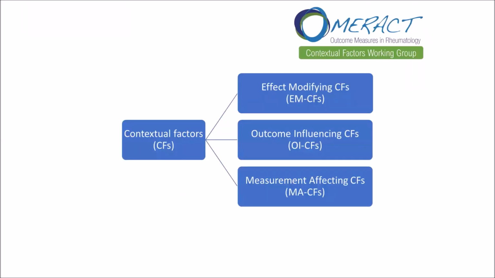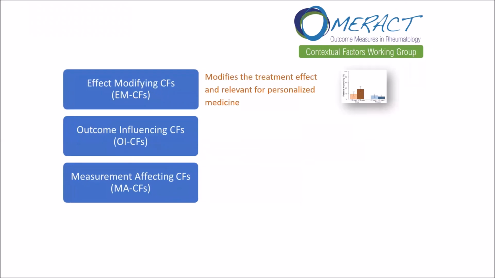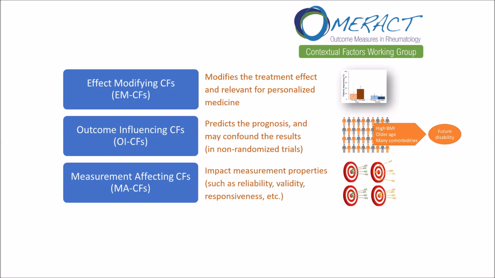We have now been through the 3 types of contextual factors. As a short résumé, effect-modifying contextual factors are modifiers of the treatment effect in a trial and are relevant for personalized medicine. Outcome-influencing contextual factors predict the natural course of a disease, the prognosis, and they may confound results of non-randomized trials. Finally, measurement-affecting contextual factors are factors that impact the measurement properties.